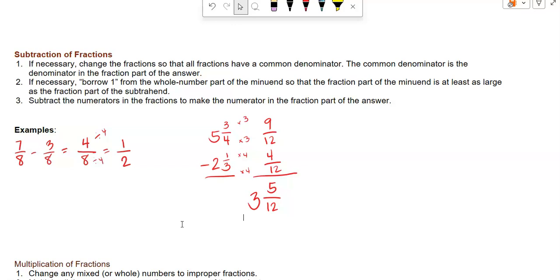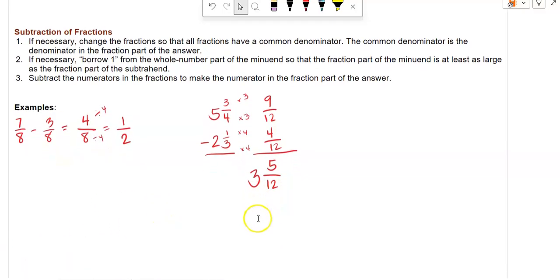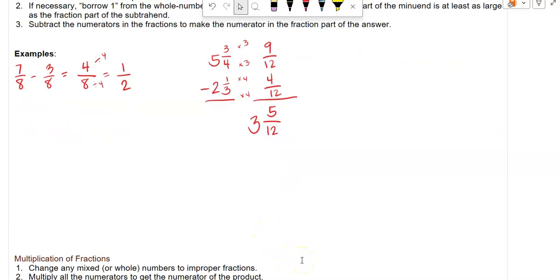There's one more problem that I'd like you to take a look at. And this is a bit harder than the regular subtraction. We're going to use something called borrowing. And in this example, I'm going to use 4 4/9 minus 1 5/6. So the first thing we're going to do is to find our least common denominator. And that happens to be 18.